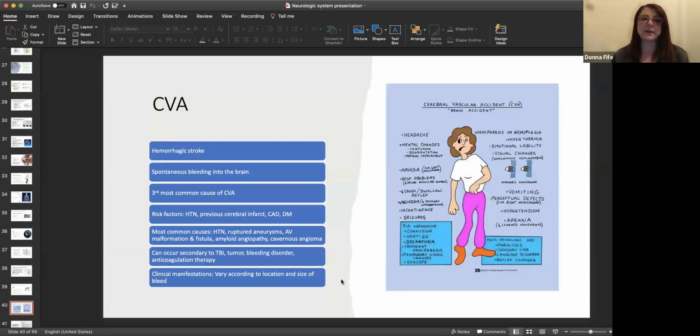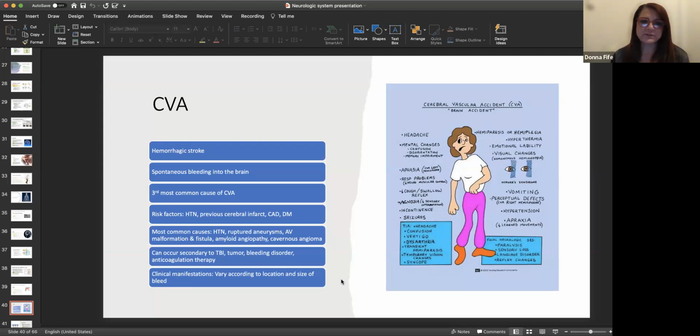Hemorrhagic stroke, this is spontaneous bleeding in the brain. It's the third most common cause of a CVA. Risk factors include hypertension, previous cerebral infarct, coronary artery disease, diabetes mellitus. Most common causes are hypertension or a ruptured aneurysm, AV malformation and fistula, amyloid angiopathy, or a cavernous angioma. This can occur secondary to a traumatic brain injury, a bleeding disorder, or anticoagulation therapy.